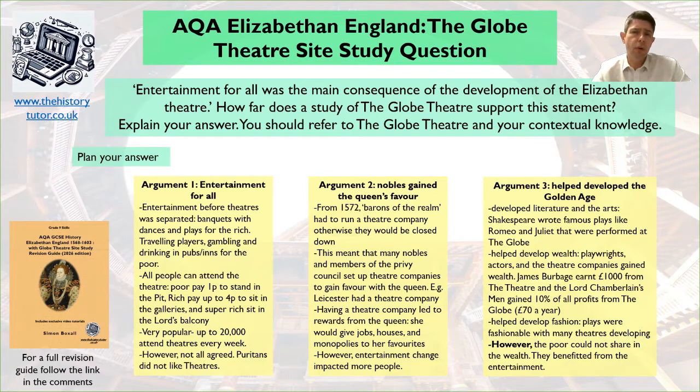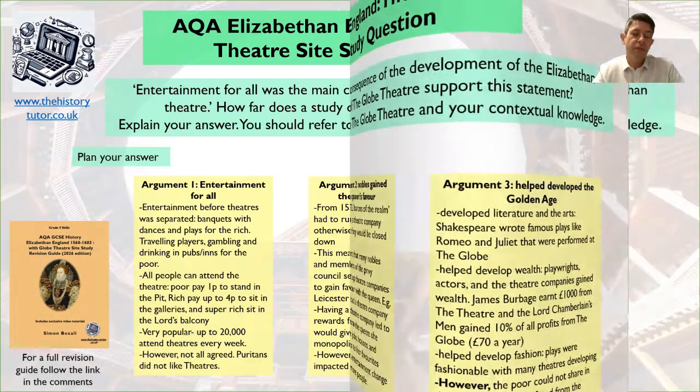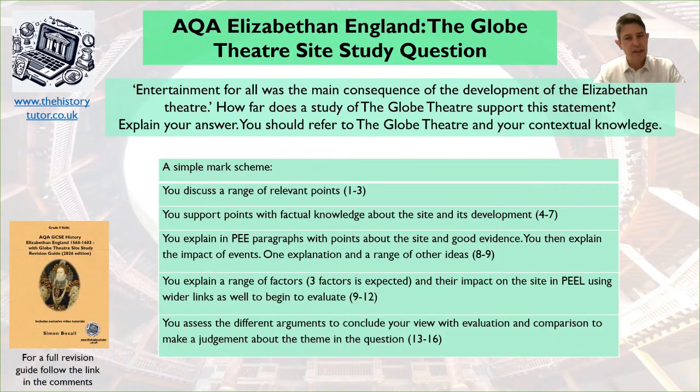However, of course, the poor couldn't share in this wealth and Golden Age quite so much. Yes, they could go to theatre, but maybe they couldn't get involved in reading books and sharing in the wealth of the theatre. Okay, so before we write our answer, let's think about the skills we need to show.